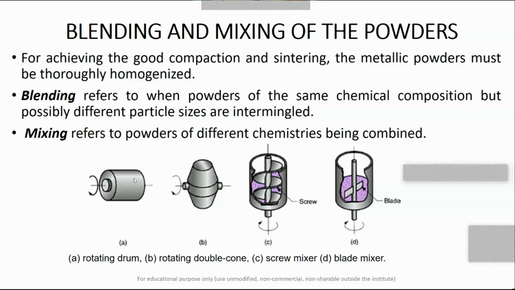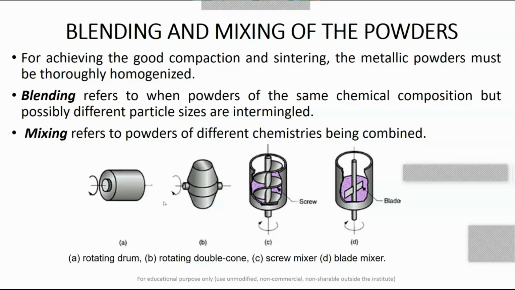The first one is the simple rotating drum, which we have already seen in the mechanical pulverization, mechanical comminution. Then we have the rotating double cone arrangement. Third one is your screw mixture type. In this case, there is a cylinder which has a screw which is rotated on its own axis, and it causes the mixing and the blending of the powder material of your choice. And the fourth case is the blade type of mixture.